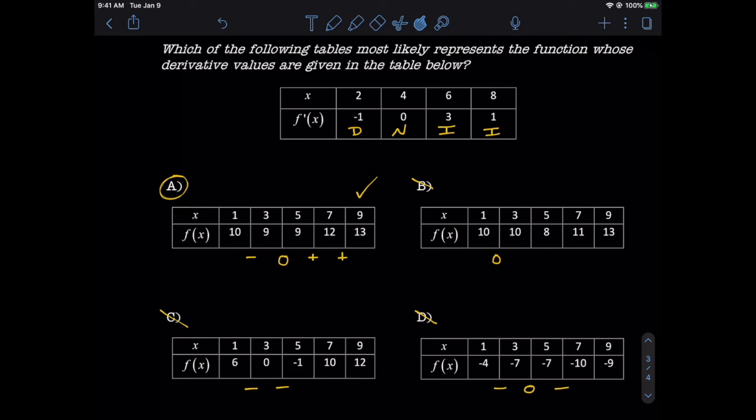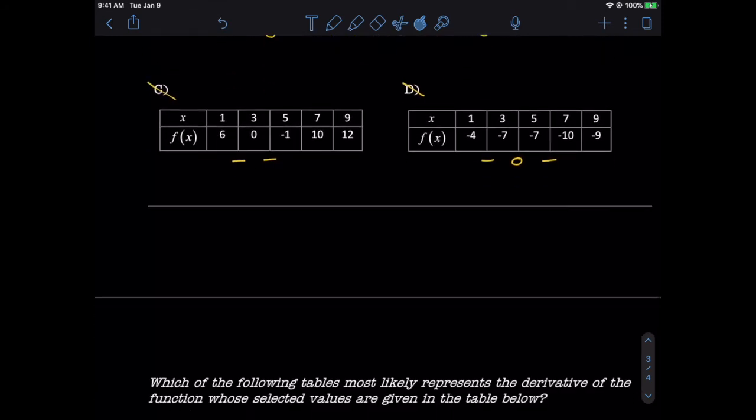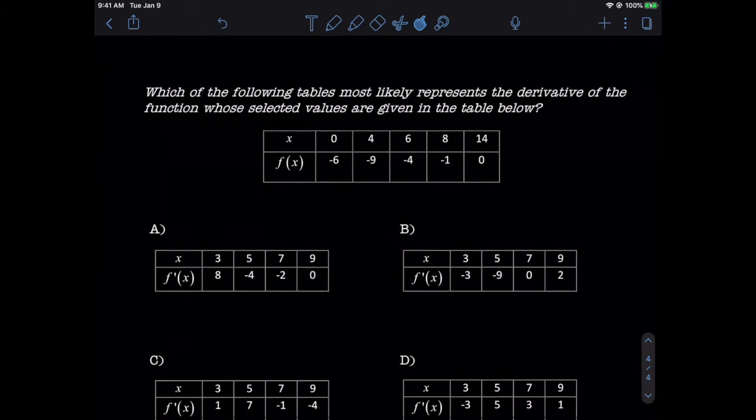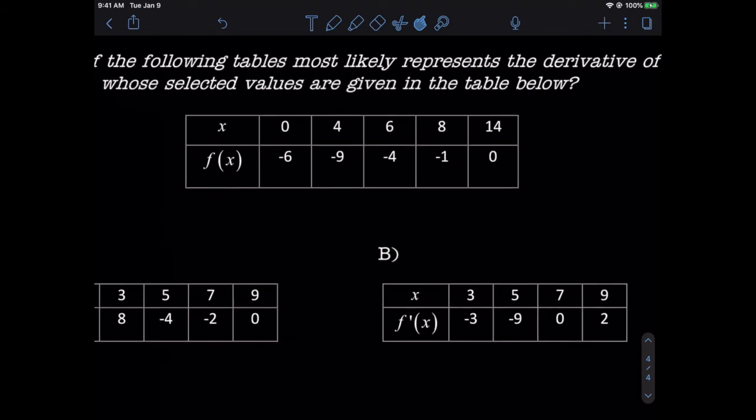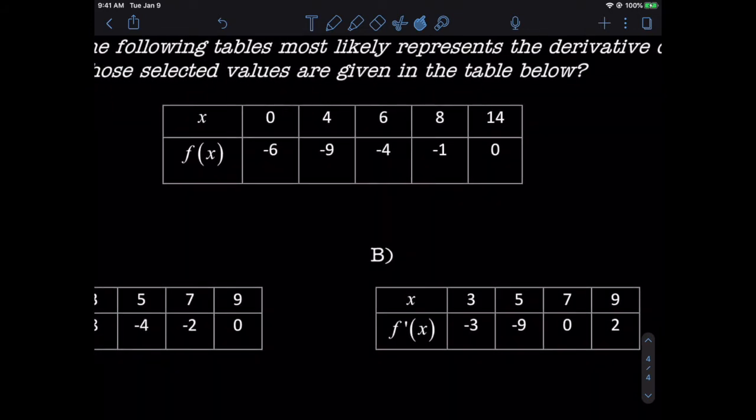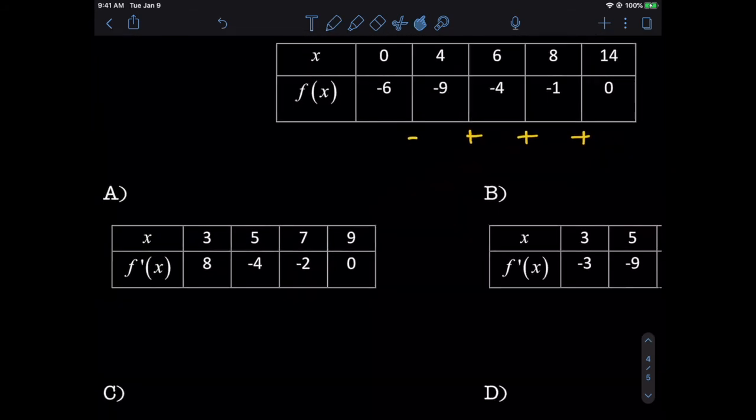The point is, you look at the sign of the derivative and you look at the change or type of change in a regular f of x. Let's see what happens if we have a table that starts with a regular f of x. For this table here, we see that we decrease, then increase, increase, increase. This means that our derivative will be negative, then positive, and then again positive. So we're looking to match the signs in the derivatives of our answer choices.